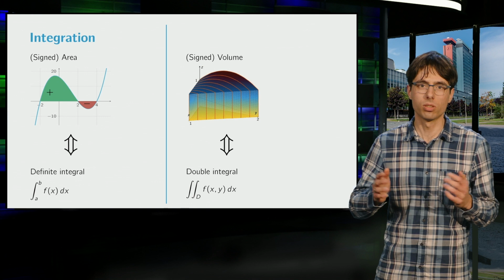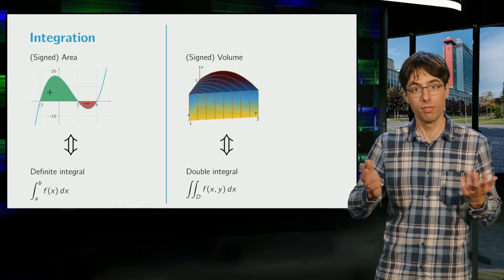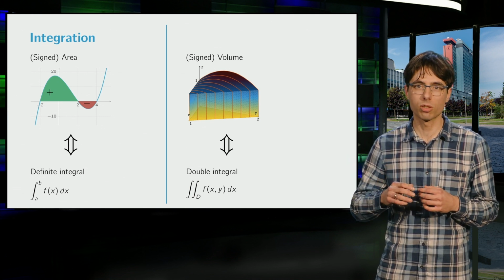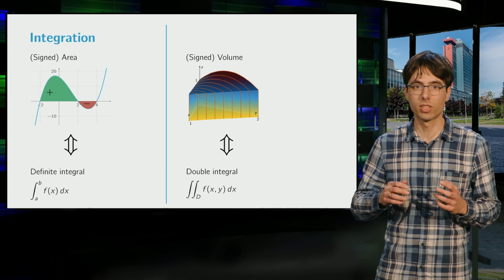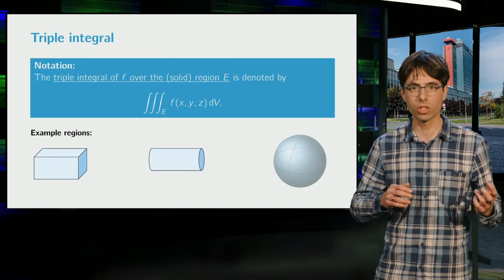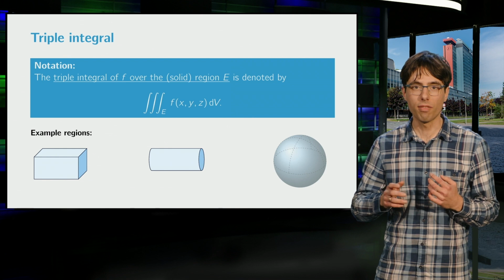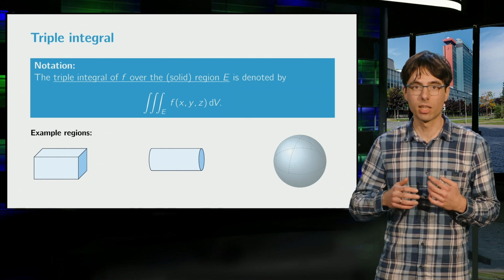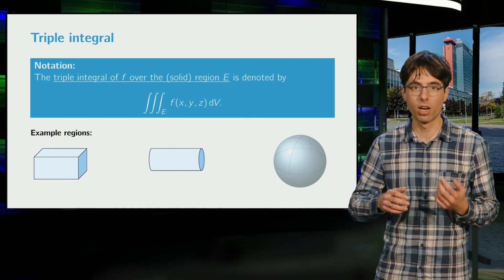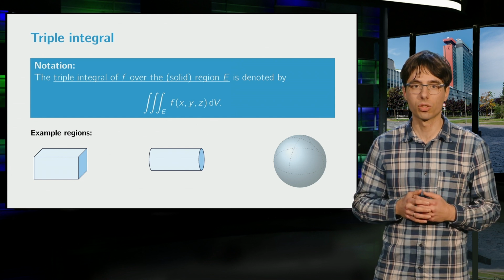So why would you want to integrate functions of three variables in the first place? Before we answer this question, let's first fix some notation. If E is a solid region in R3 and f is a function of x, y and z, then we denote the triple integral of f over the region E as you can see on the screen.